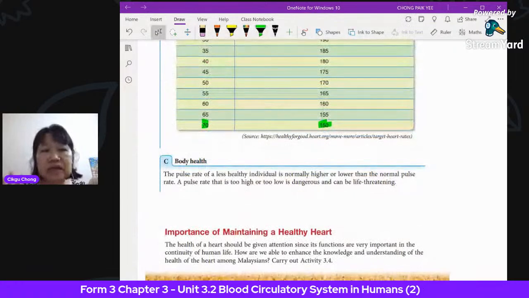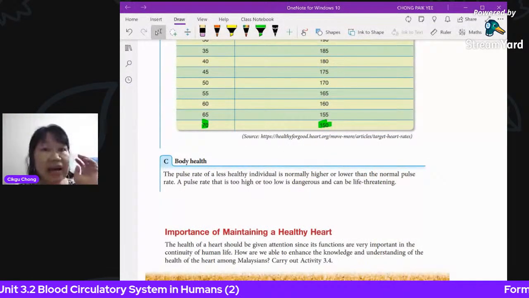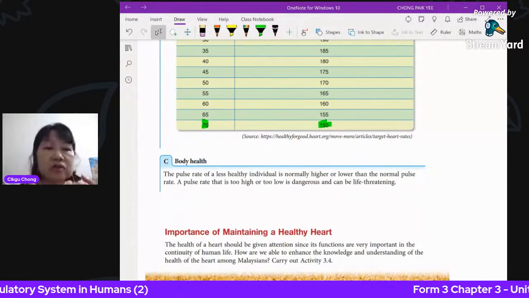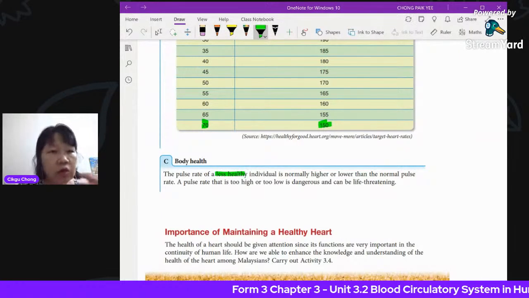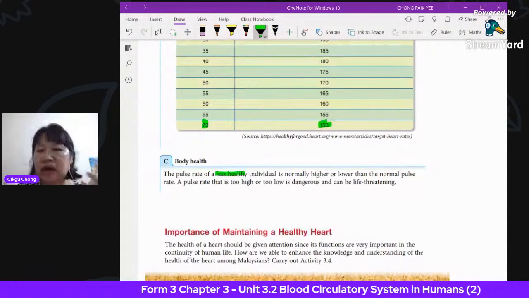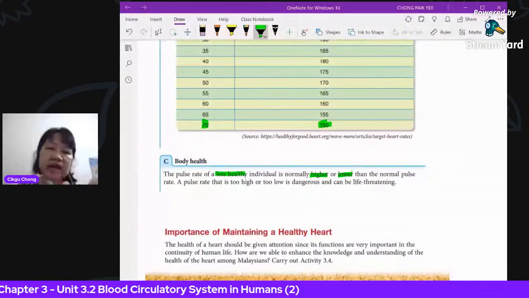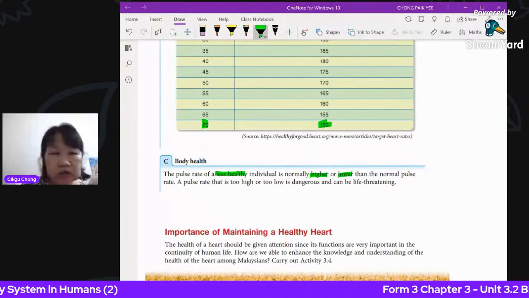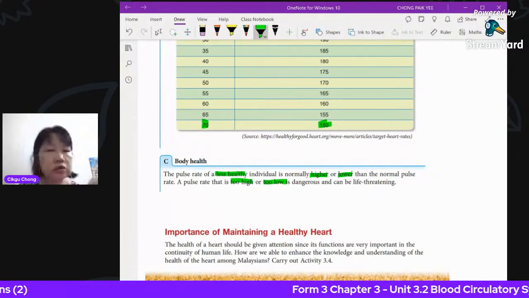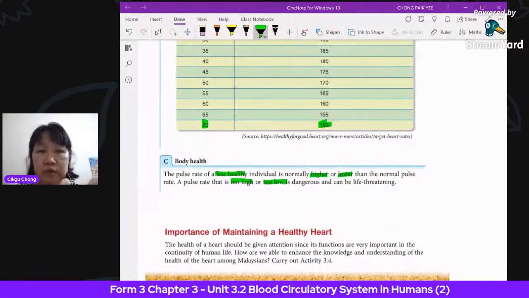Body health. Another thing that will determine whether your pulse is high or low is whether you're healthy or not. A person who is less healthy will be different. Either the heartbeat will be higher or lower. It's not fixed, it depends on the illness of the person. When it's too high, it's not good. When it's too low, it's also dangerous. So always maintain a heartbeat of about 70 to 80 for normal.